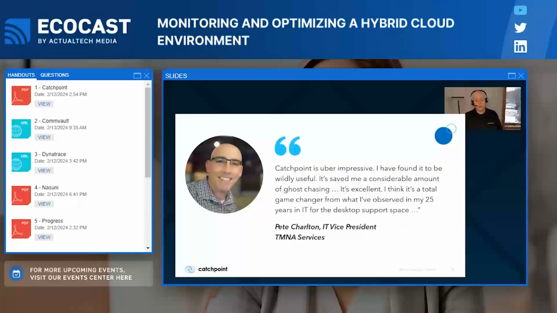Here's Pete Charlton, who's Vice President of IT at TMNA Services. He says, Catchpoint super impressive. I found it to be wildly useful. It saved me a considerable amount of ghost chasing. It's excellent. I think it's a total game changer from what I've observed in my 25 years in IT for the desktop support space. So long story short, we have happy customers.